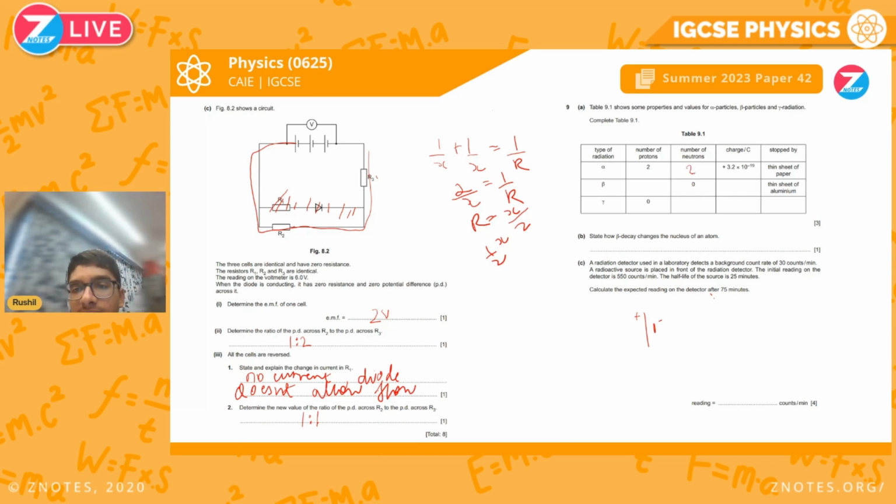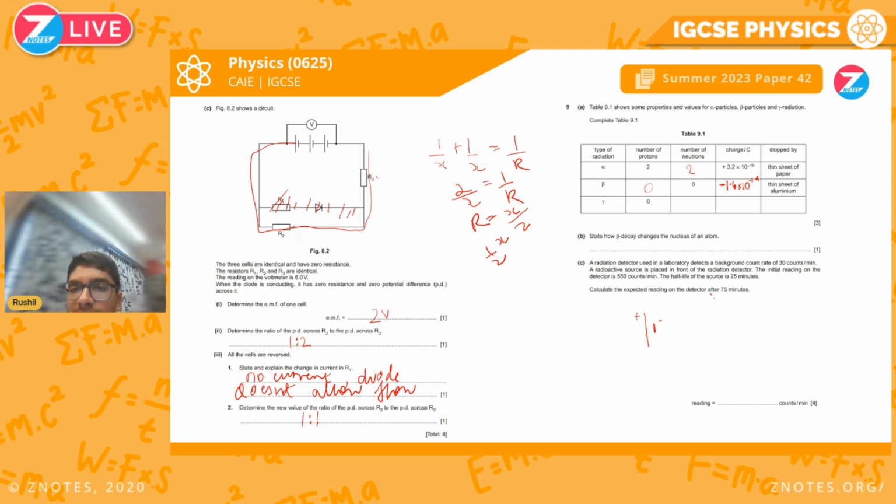A beta particle is just an electron. So the number of protons is 0. And the charge, since here two protons give a charge of 3.2 × 10^-19, one proton would give just half of it, which is 1.6 × 10^-19. And since electrons have negative charge, it will be minus 1.6 × 10^-19.